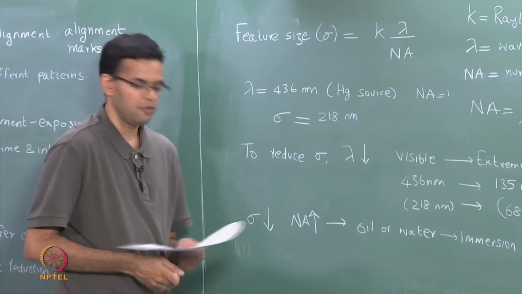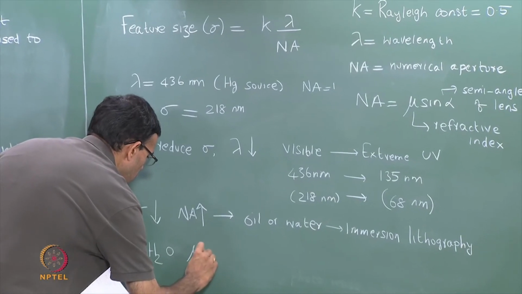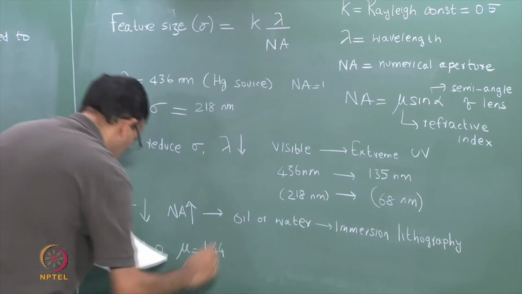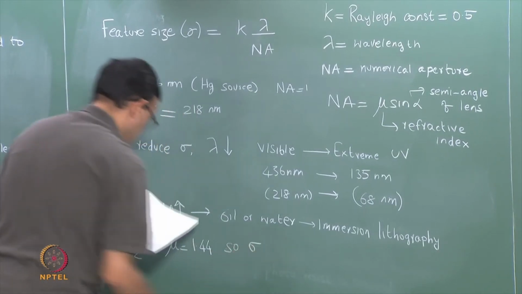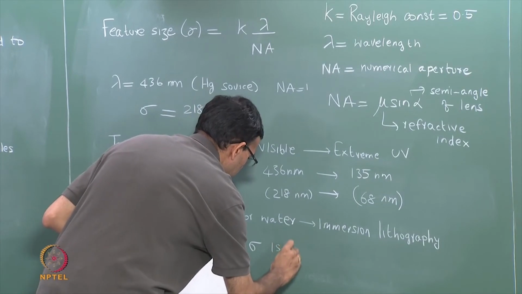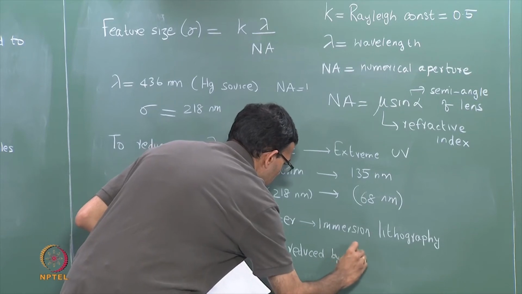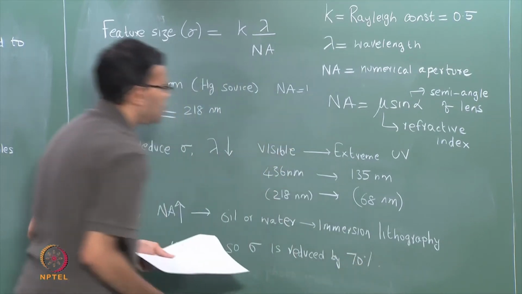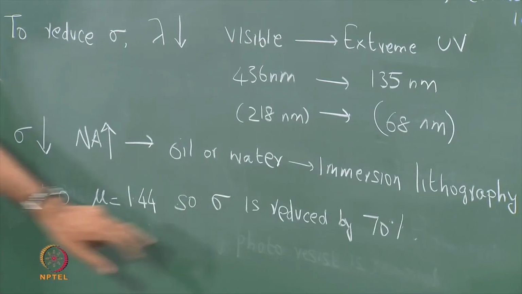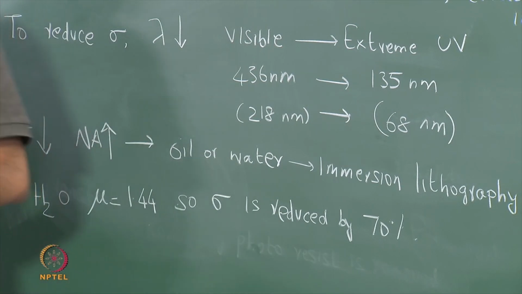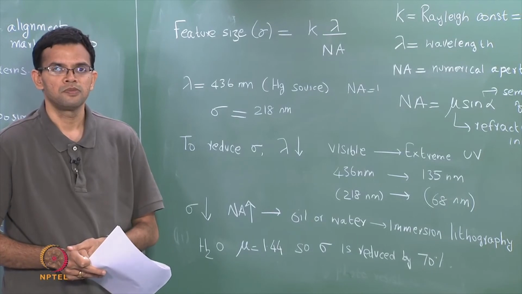Again, for example, if you use water, water has a mu of 1.44, so sigma is reduced by 70%. So if you have 68 nanometers as the feature size, by using water you can reduce the feature size to somewhere around 50 nanometers.